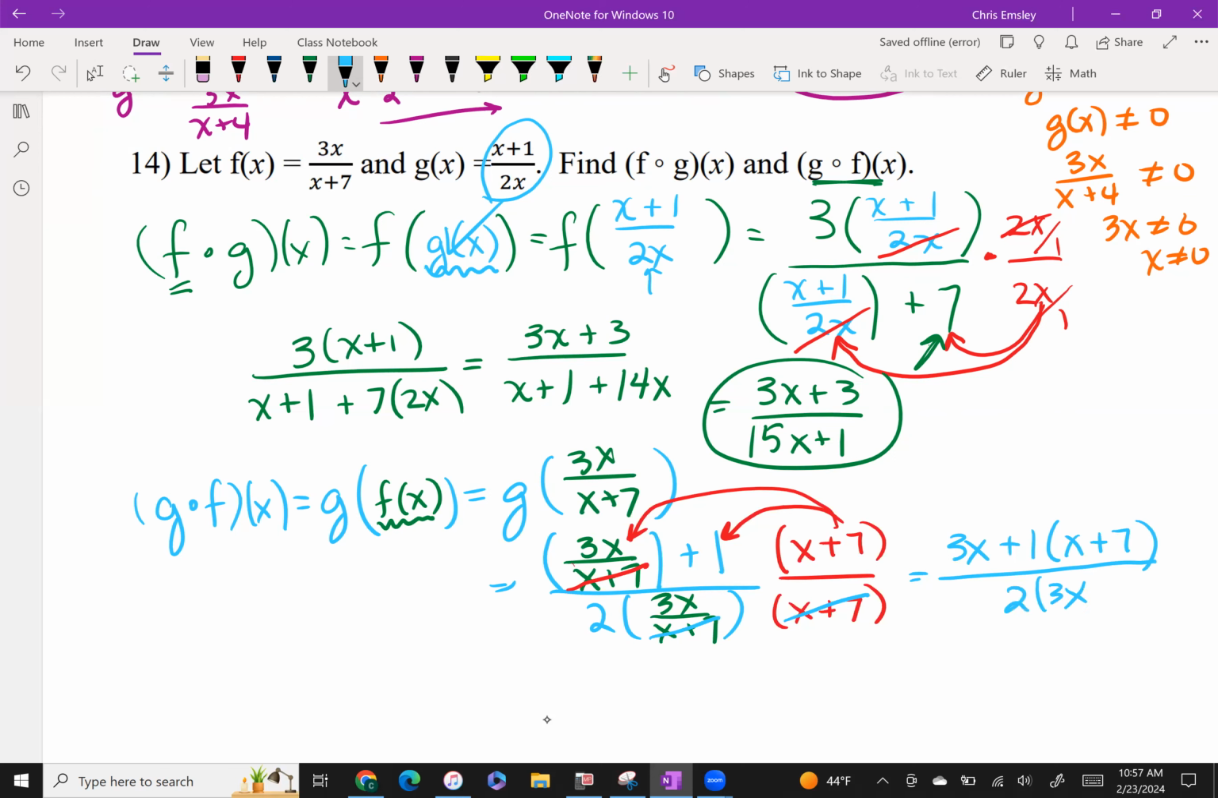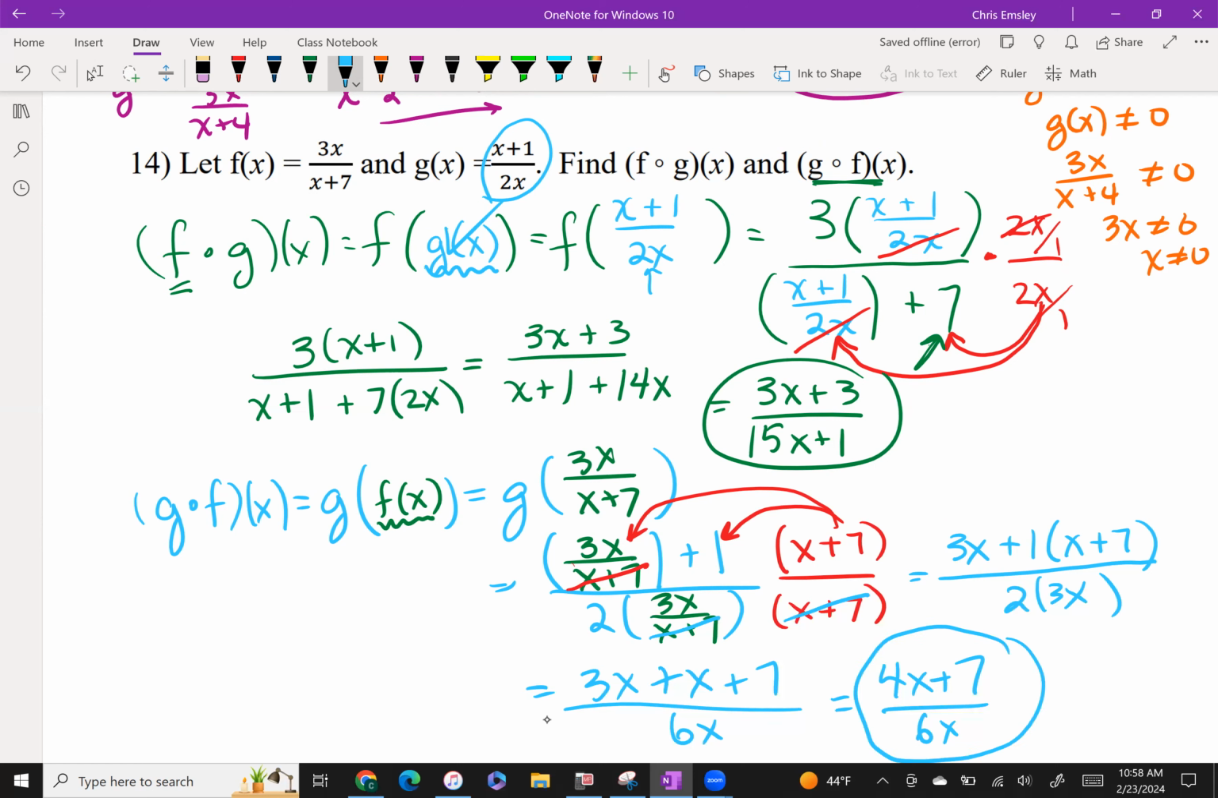Go ahead and do that simplifying. Up top, we have 3x, distributing a 1. I could have just left that off. And on the bottom, 6x. So our final answer, 4x plus 7 over 6x. You can't cancel those x's because we would need to cancel into both terms above. We can't just cancel into the first term. That 6x applies to both the 4x and the 7. So we don't end up getting to do any canceling there.